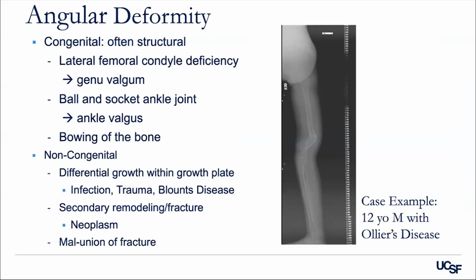In non-congenital differences, the etiology can be secondary to differential growth within the growth plate in cases such as infection, trauma, and Blount's disease. There can be secondary remodeling or fracture in cases of neoplasm. The imaging on the right there shows a patient who has Ollier's disease and had secondary fractures through his enchondromas, resulting in this angular deformity. And of course, there can be malunion through fracture sites resulting in deformity.